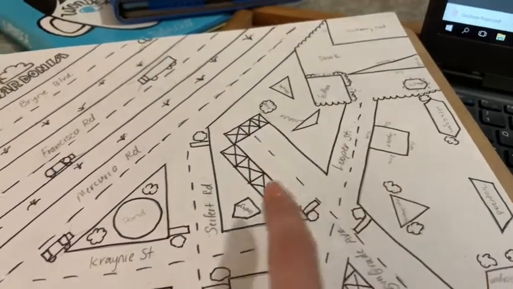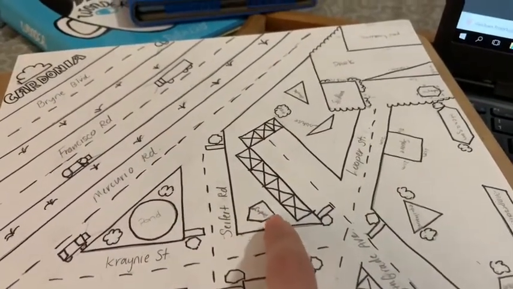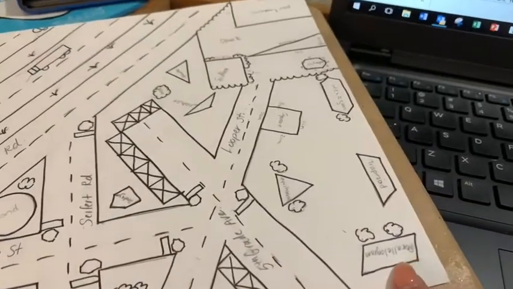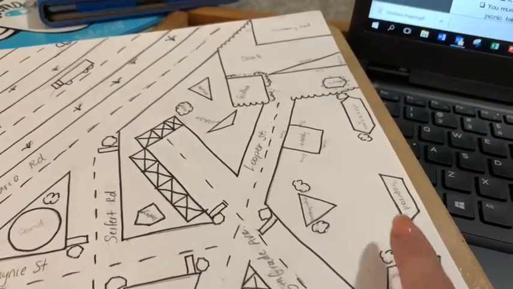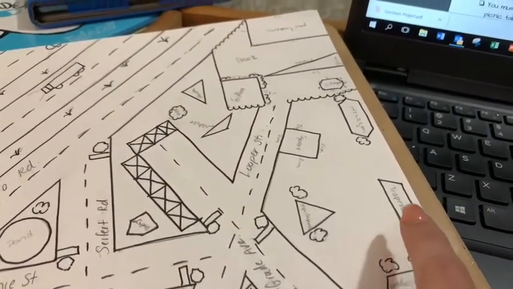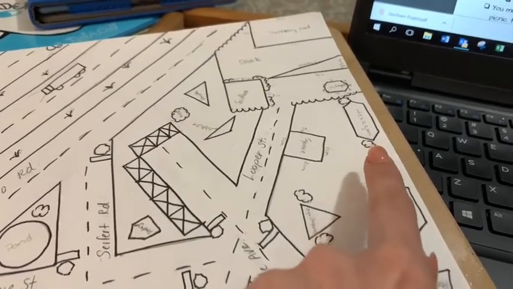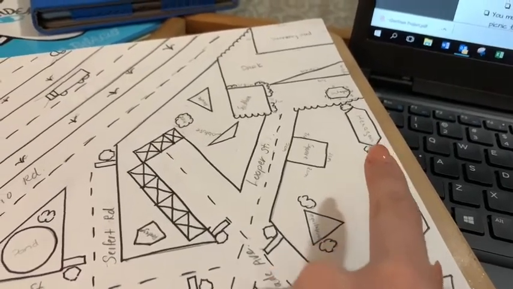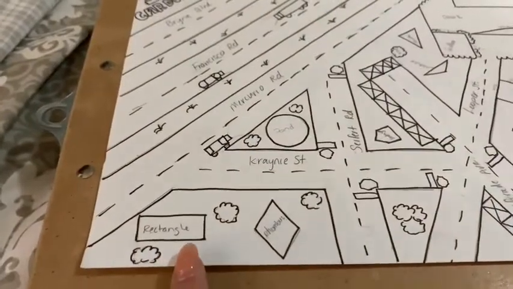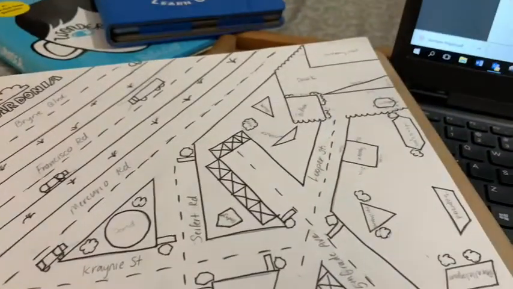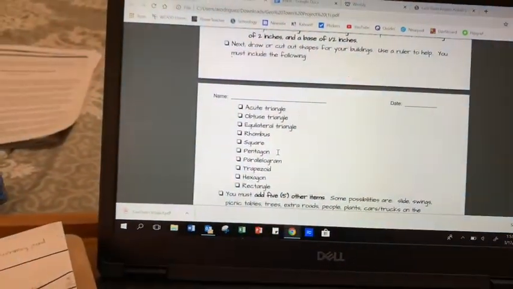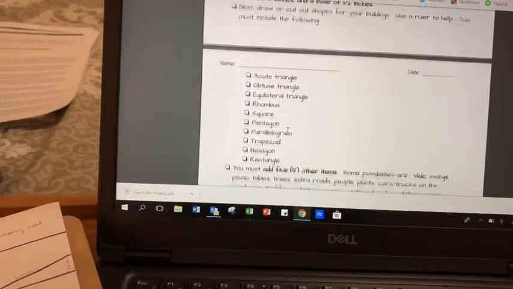A pentagon here. A parallelogram, trapezoid, hexagon, and a rectangle, which I've placed here. So those are the 10 buildings that I'm asking for students to place on their map.